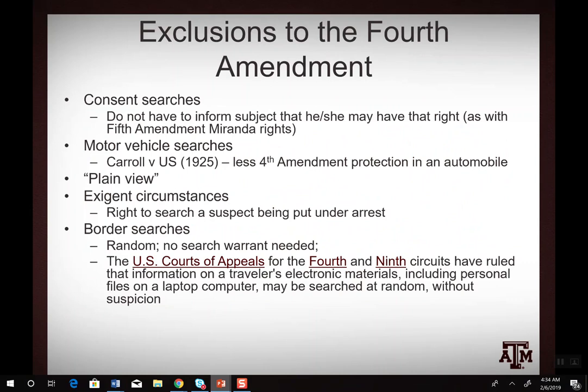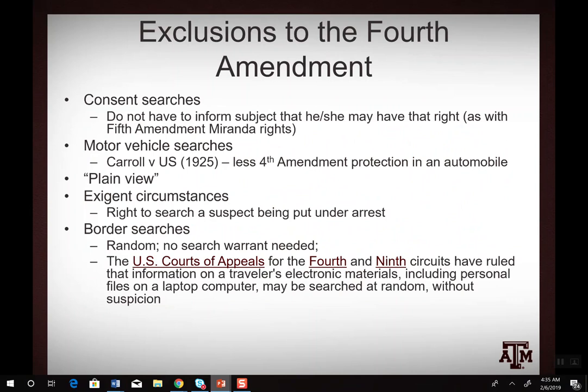Also, there's a difference for motor vehicle searches that goes back to 1925. There's the exception that says, was something in plain view? You'll see this a lot in TV shows. Well, it was in plain view, whether in the automobile, whether in the house, whether in a restaurant. I don't need a search warrant if the drugs are there and visible.